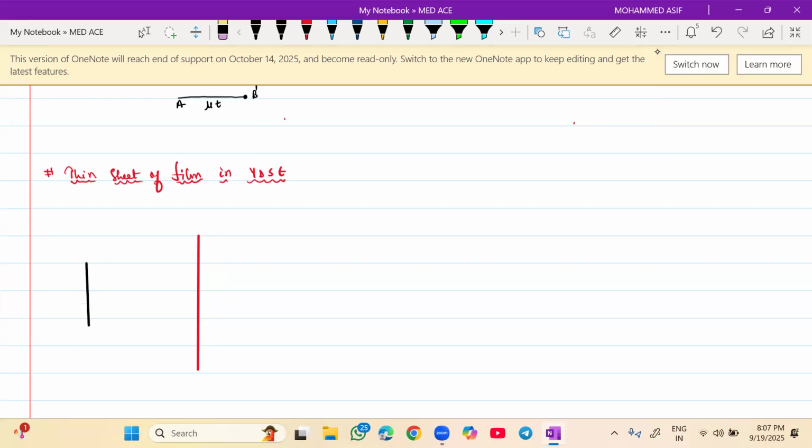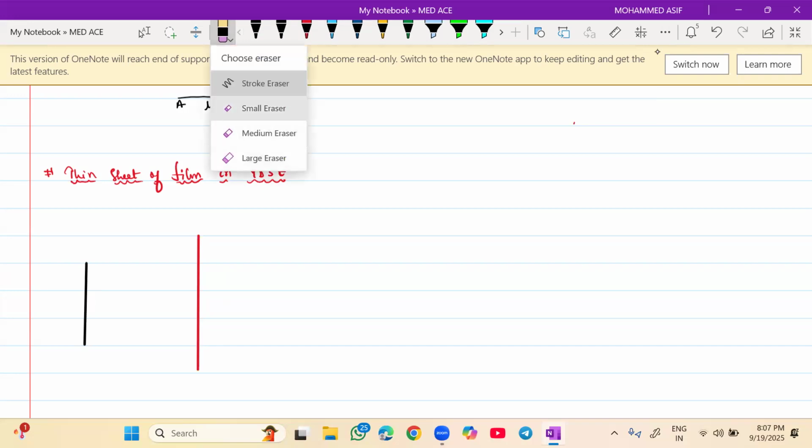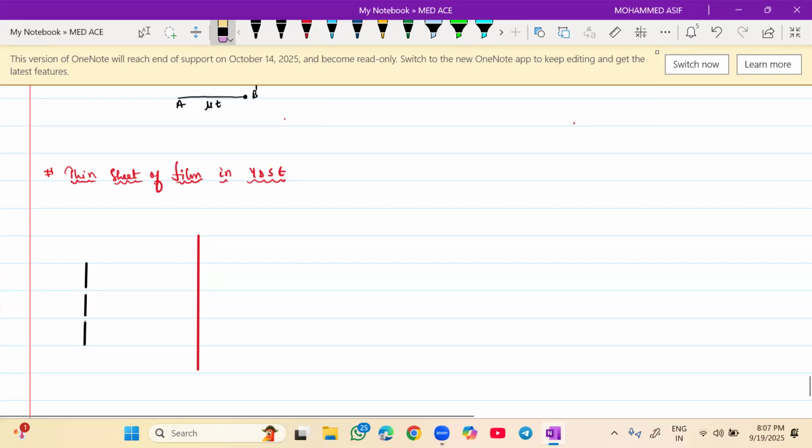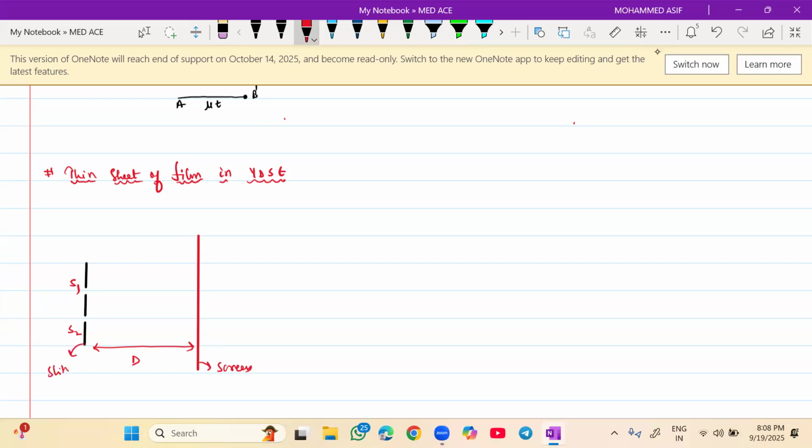We are keeping one more sheet in front of this one like this, and taking small holes. These are acting as your sources S1 and S2. The distance between the screen and the slits will be equal to capital D. This one is known as the screen and this one is known as the slits. The distance between them is equal to D.